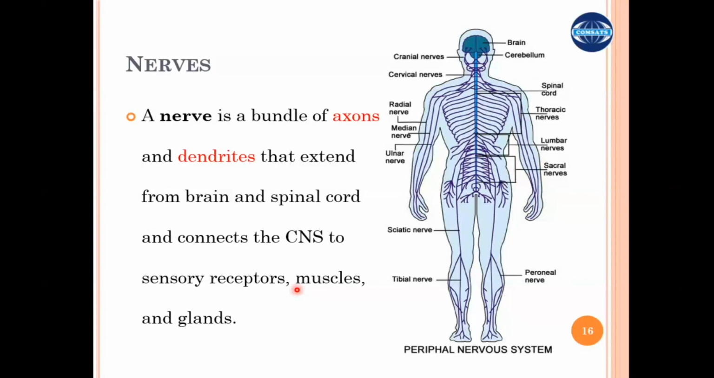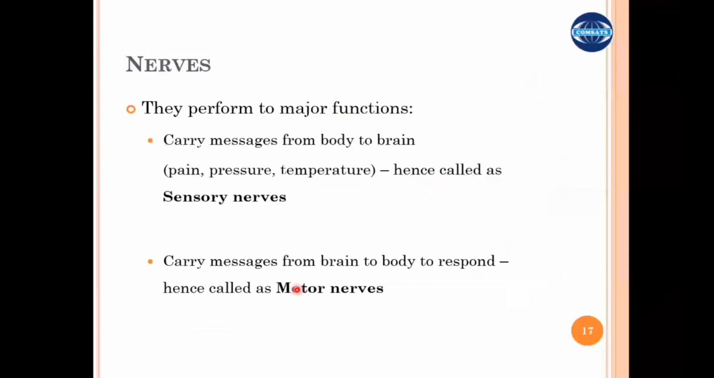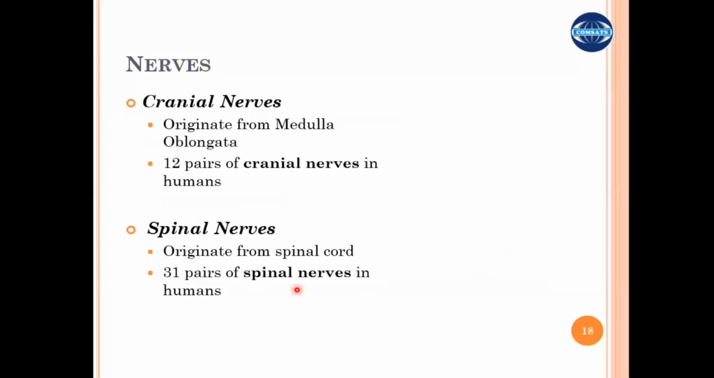The nerves could also be classified into two groups based on their functions. Those which take the message from the receptors towards the brain are called sensory nerves, and those which take it back from the brain to the effectors, or to the muscles or other parts of the body which have to respond to that message, are called motor nerves. So here it comes. The cranial nerves originate from the medulla oblongata, that is the hindbrain, and 12 pairs of cranial nerves are present in human. That is an example. Spinal nerves originate from the spinal cord, and in human there are 31 pairs of spinal nerves.